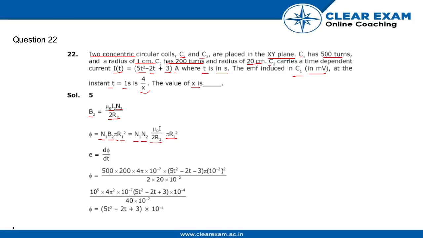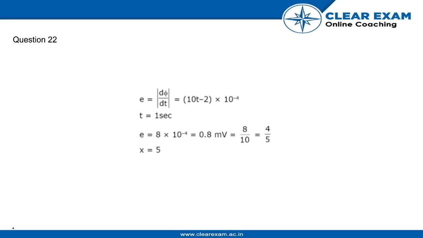Now we will simply put in the given values to find the flux. 500 into 200 into 4 pi into 10 power minus 7 into 5t square minus 2t plus 3, pi 10 to the power minus 2 whole square, upon 2 into 20 into 10 to the power minus 2, which is 10 to the power 5 into 4 pi square into 10 to the power minus 7 into 5t square minus 2t plus 3 into 10 to the power minus 4 and 40 into 10 to the power minus 2. So the magnetic flux is 5t square minus 2t plus 3 into 10 to the power minus 2.